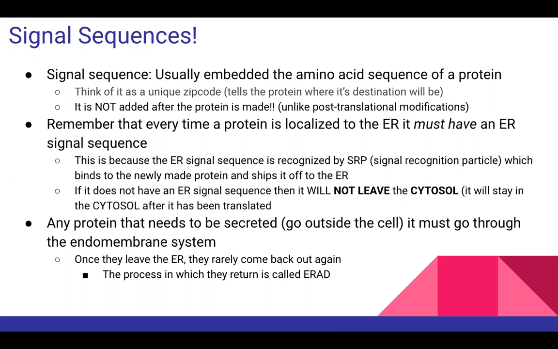And so you just have to remember that every time a protein is localized to the ER, it has to have an ER signal sequence. This is due to the mechanism of ER trafficking, because the ER signal sequence is recognized by SRP, which is a signal recognition particle, and it will bind to the newly made protein and take it to the ER. But if a protein does not have an ER signal sequence, then it's unable to leave the cytosol. So it will stay in the cytosol after it's been translated. And if it has a different sequence that's not ER, then it will follow that particular sequence.